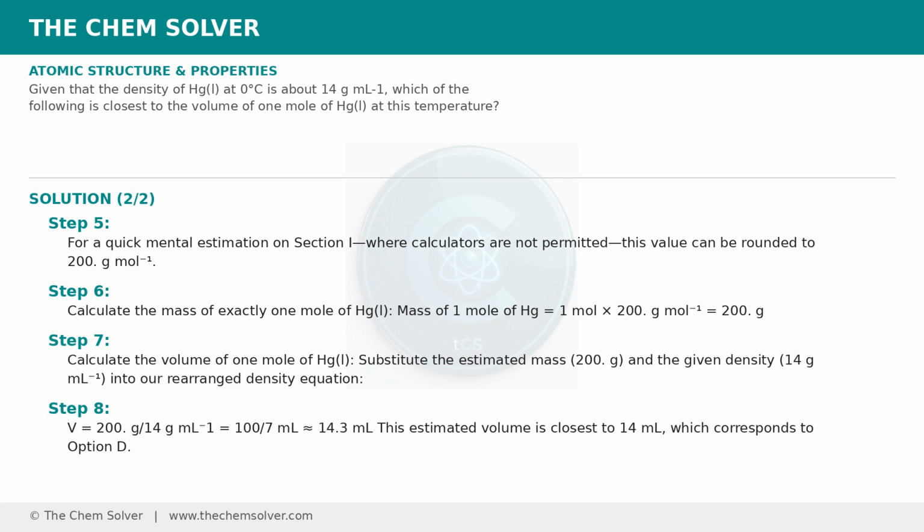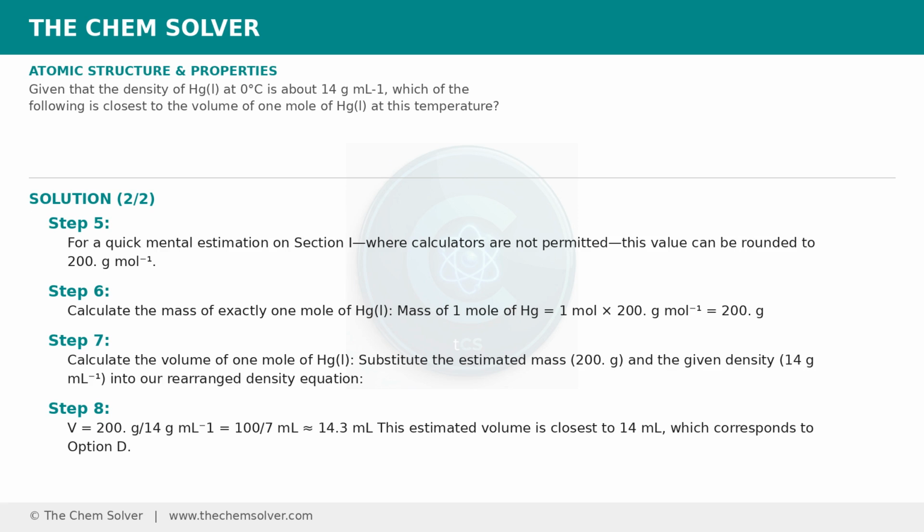Calculate the volume of 1 mole of Hg. Substitute the estimated mass, 200 g, and the given density, 14 g mL^-1, into our rearranged density equation. v equals 200 g over 14 g mL^-1, which is equal to 100 over 7 milliliters, approximately 14.3 milliliters.